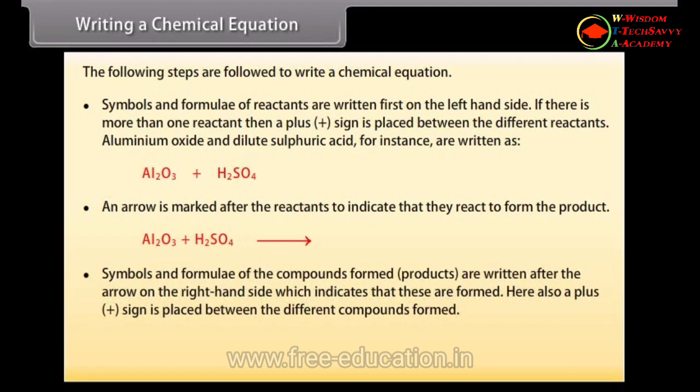Symbols and formulae of the compounds formed, the products, are written after the arrow on the right-hand side, which indicates that these are formed. Here also a plus sign is placed between the different compounds formed. For example, Al2O3 plus 3H2SO4 gives Al2(SO4)3 plus 3H2O.